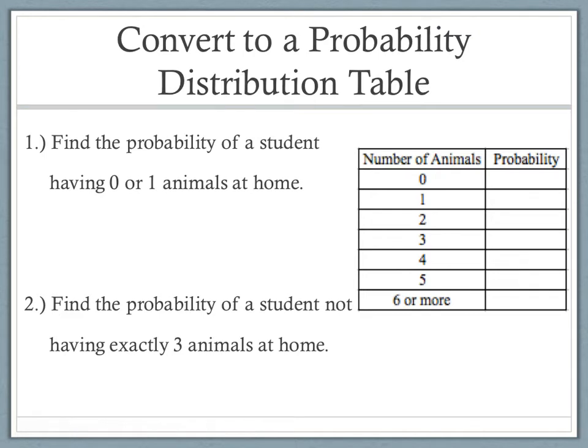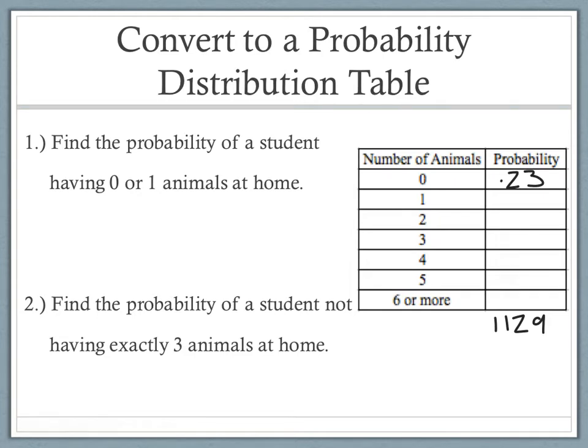Okay, so remember, there were 1,129 students total. I'm going to go ahead and do one for the 0. If we look at the table above, 265 people answered 0 animals. So if I do 265 divided by 1,129, I get 0.2347. So we'll go with 0.23. That's the probability of somebody answering with 0 animals.